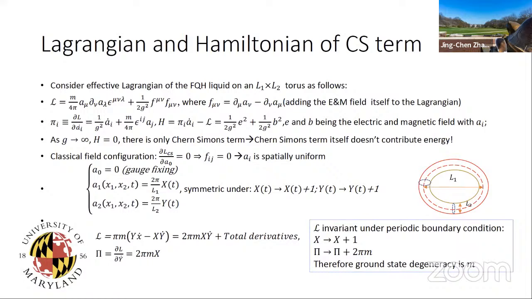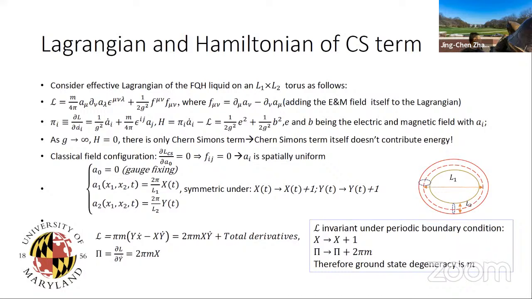Say in X we have periodic boundary condition in this direction. In Y we have periodic boundary condition in this direction, and that's called a torus L1 cross L2. And we know that if a system, like a plane wave, is living in these periodic boundary conditions, we have standing waves, right? Then the possible number of states should be quantized.